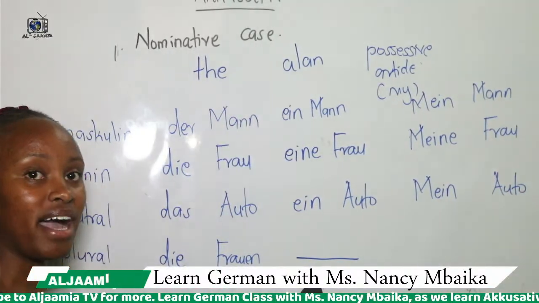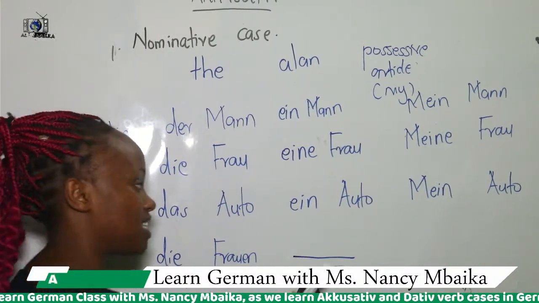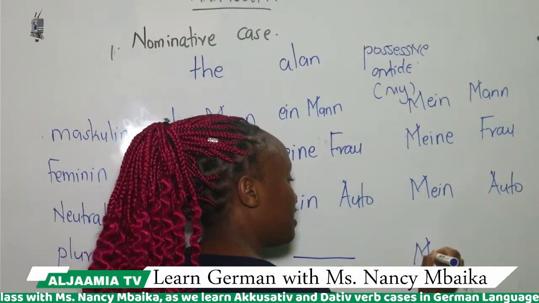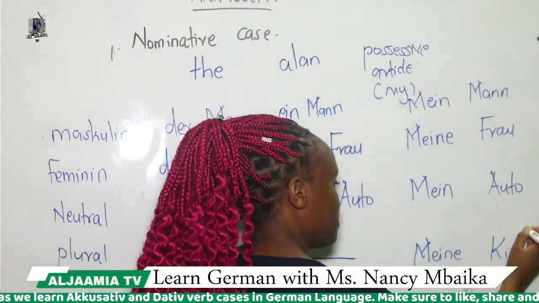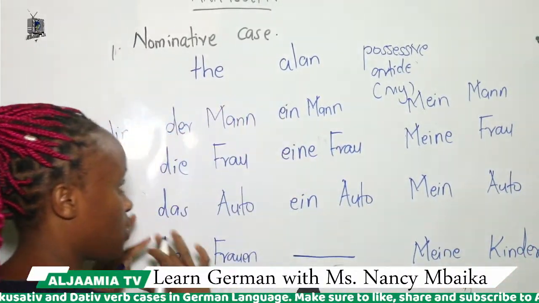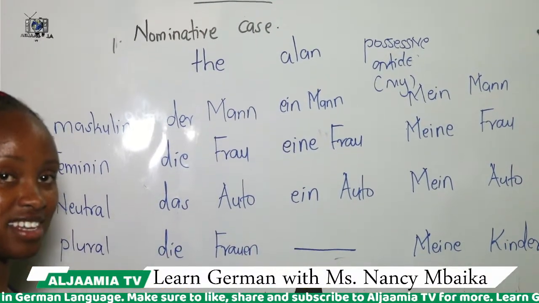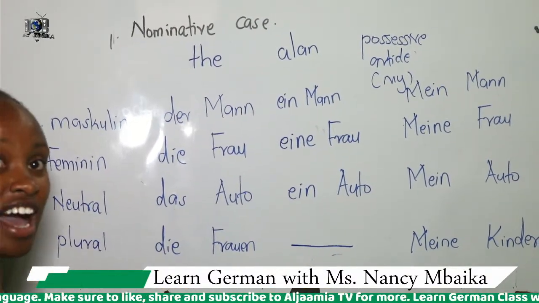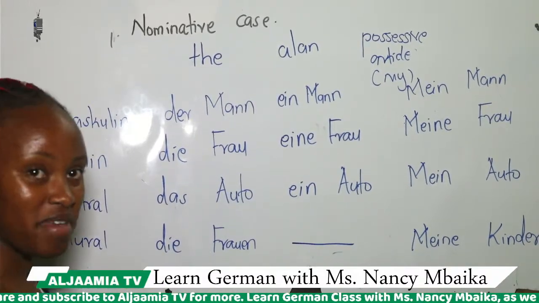Let me say my children. My children, I'm going to say meine Kinder. So let us put it down. Meine Kinder. So these are the articles that are normally used in the nominative case. It is not enough to just know the articles, but you're supposed now to make some sentences. So join me as we make some sentences.